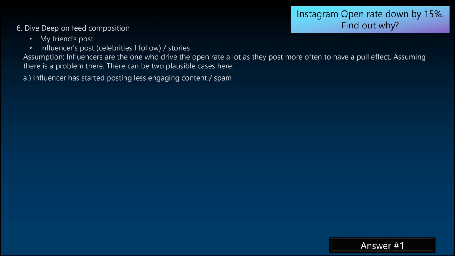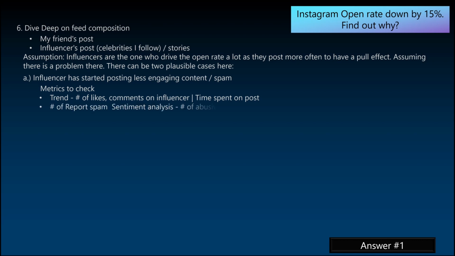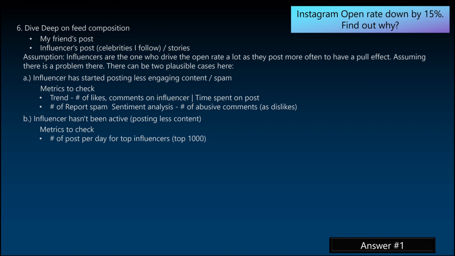Now, for this, the key metrics to check will include 1, trend, which is number of likes, comments on influencers. 2nd, number of reported spam, where we can go ahead and do a sentiment analysis on number of abusive comments or dislikes on those particular posts. Plausible cause could be that the influencer hasn't been active or they are posting less content. Now here, the key metric to check would be number of posts per day for top influencers, let's say the top 1000 influencers. Now finally, we'll go ahead and conclude by providing some improvements.